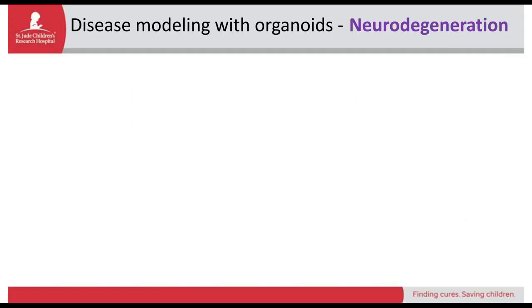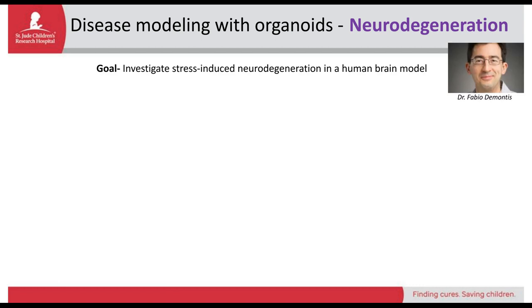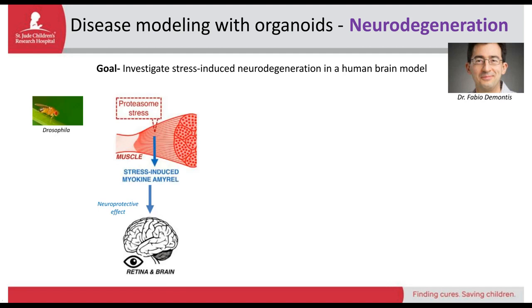In the second example, we worked in collaboration with Dr. Fabio De Montes. The De Montes lab studies aging and neurodegeneration in Drosophila as their model system. But what they wanted to see was if stress-induced neurodegeneration is something that can be modeled in a human organoid system. So the De Montes lab, working with Drosophila, identified a unique pathway. They found that if you apply proteasomal stress to skeletal muscle in Drosophila, the muscle releases a myokine called amiral, which is able to induce a neuroprotective effect in the retina and brain of the Drosophila.